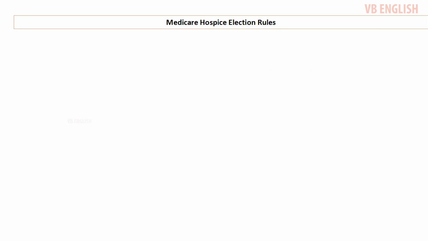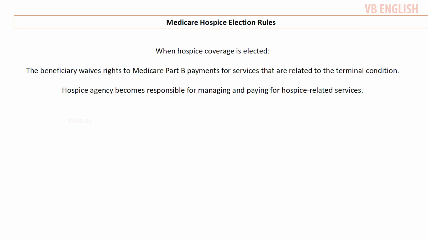Medicare hospice election rules. When hospice coverage is elected, the beneficiary waives rights to Medicare Part B payments for services that are related to the terminal condition. The hospice agency becomes responsible for managing and paying for hospice-related services.